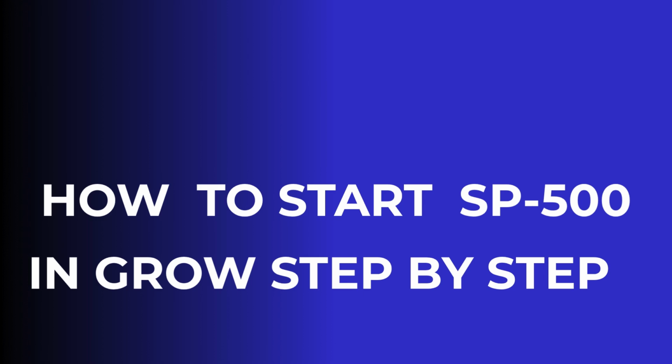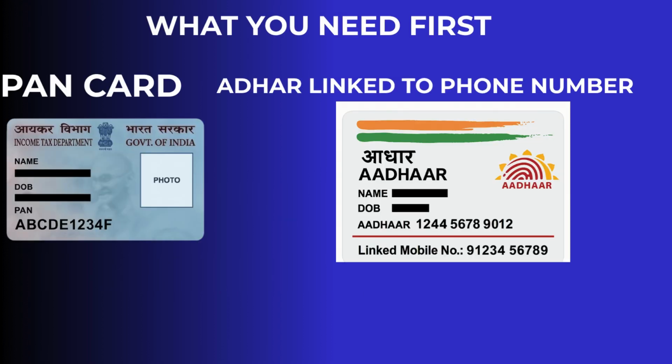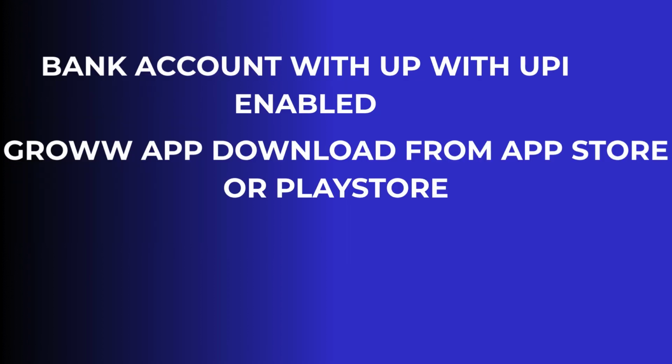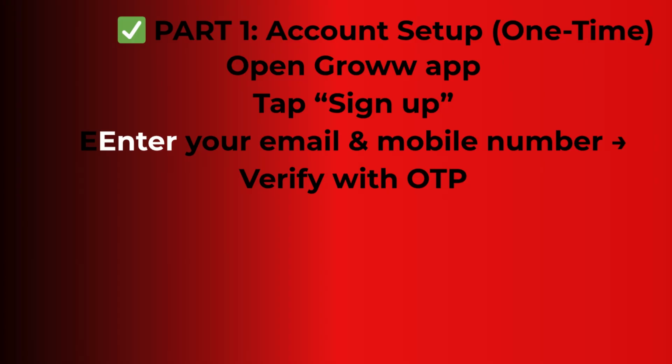How to start a $500 SIP in Groww, step by step, button by button. What you need first: PAN card, Aadhaar linked to phone number, bank account with UPI enabled, Groww app, download from Play Store or App Store.